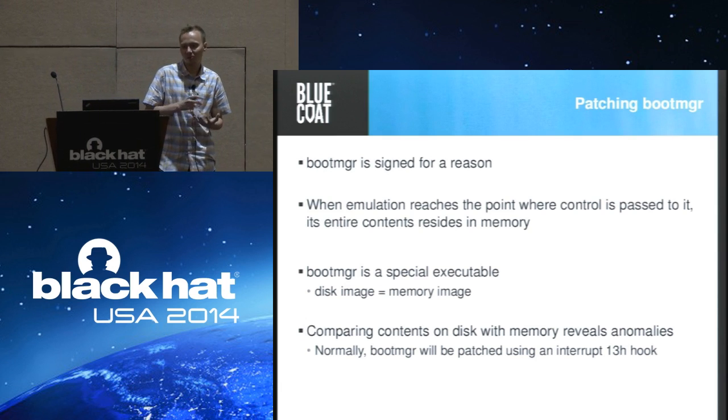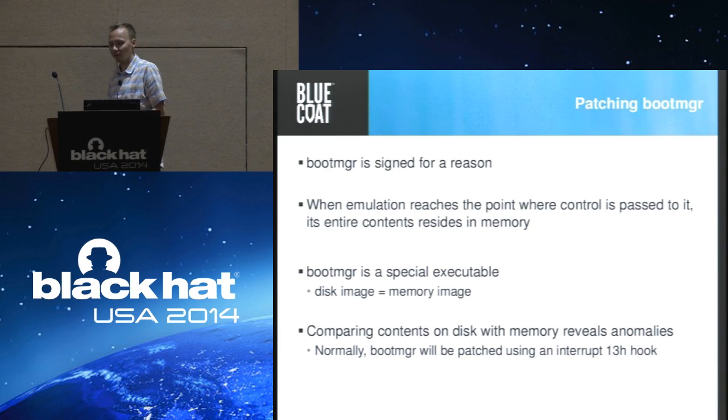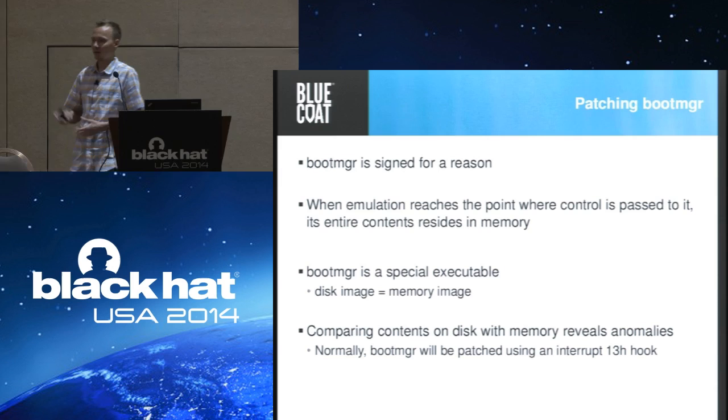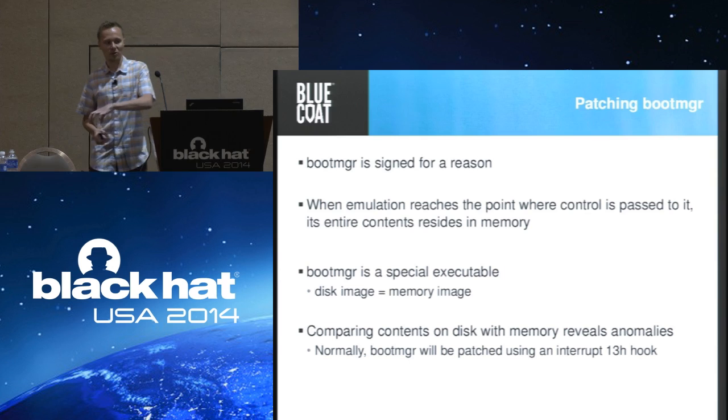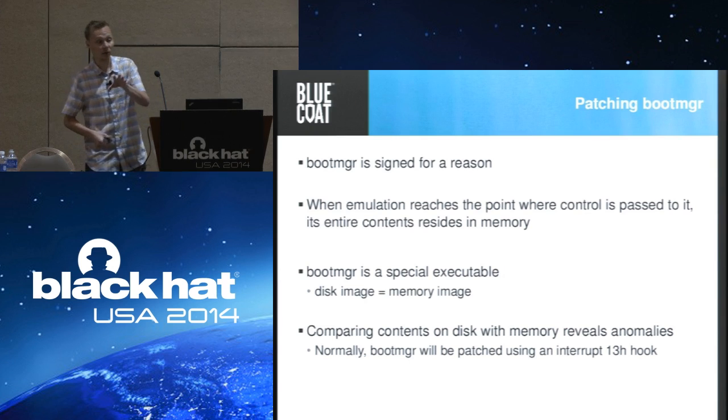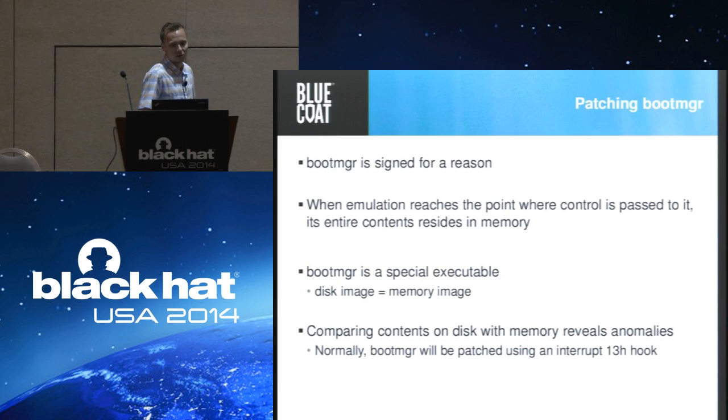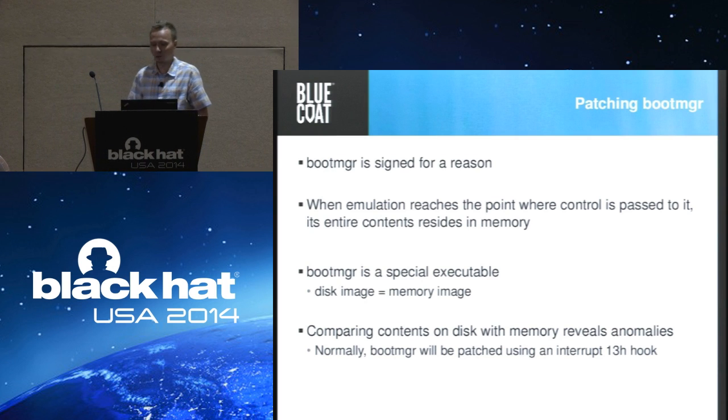And boot manager is a very special executable. It's not a PE file, so it's not loaded as a PE file. Instead, it's just loaded byte for byte. So you would expect the disk image to be identical to the memory image. The way you detect this is to read the boot manager file on disk and then do a mem compare with whatever is in the emulator memory, right? So the detection is a mem compare. It's quite simple.